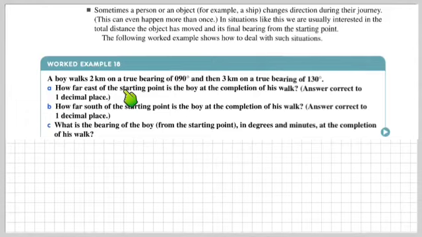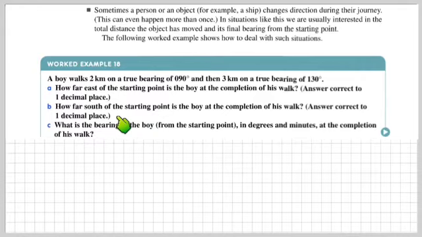So what we've got here is a boy walks 2 kilometres on a true bearing of 90 degrees, that's true, and then 3 kilometres on a true bearing of 130 degrees, alright? So in part A, how far east of the starting point is the boy at the completion of his walk? Answer to 1 decimal place. How far south of the starting point is the boy at the completion of his walk? Answer to 1 decimal place.